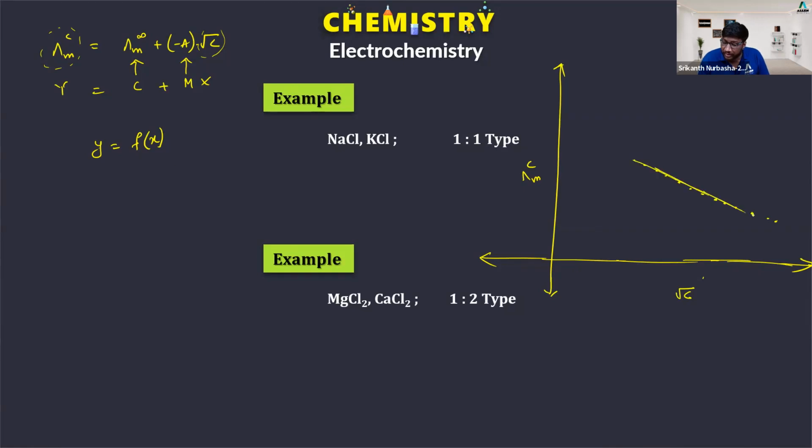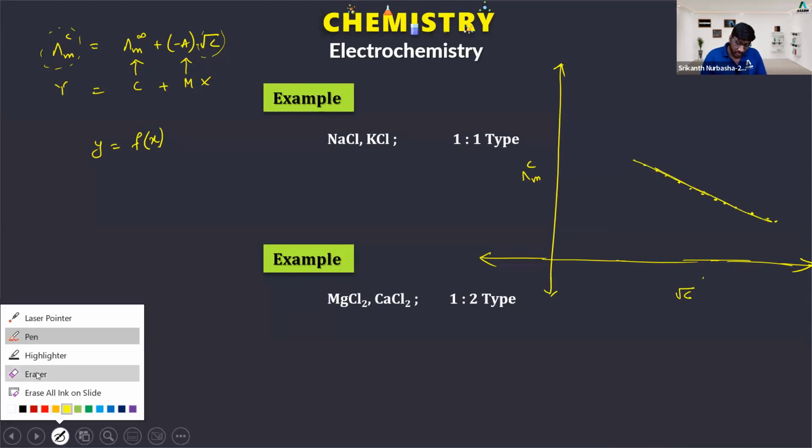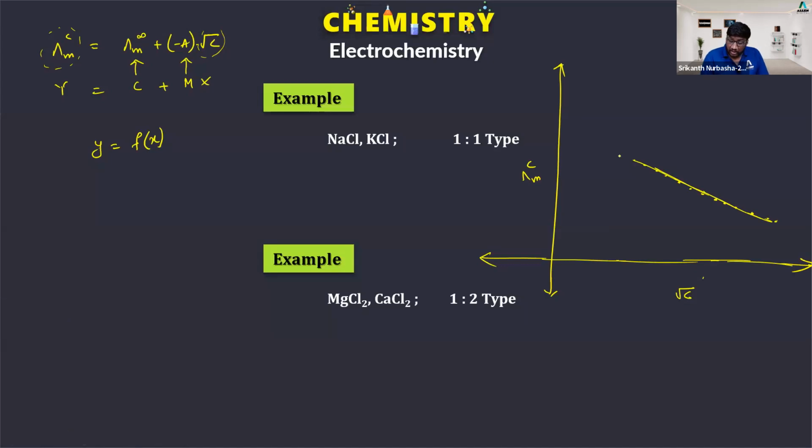Yes or no? It should be a straight line. But you cannot measure the molar conductance at concentration 0 because I can't make the concentration 0. Practically, that is not possible. Theoretically, I can say infinite dilution. So concentration was 0. But practically, is it achievable? No. So to measure the molar conductance at infinite dilution, what I can do is simply extrapolate this curve. Yes or no? I am getting a straight line.